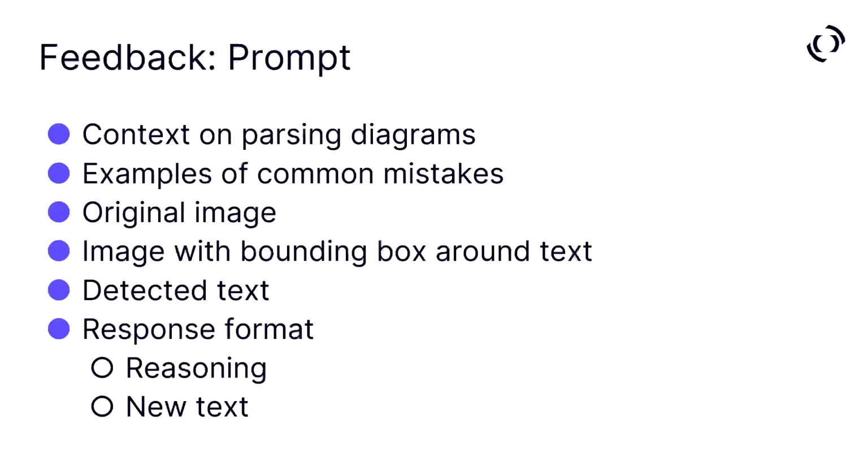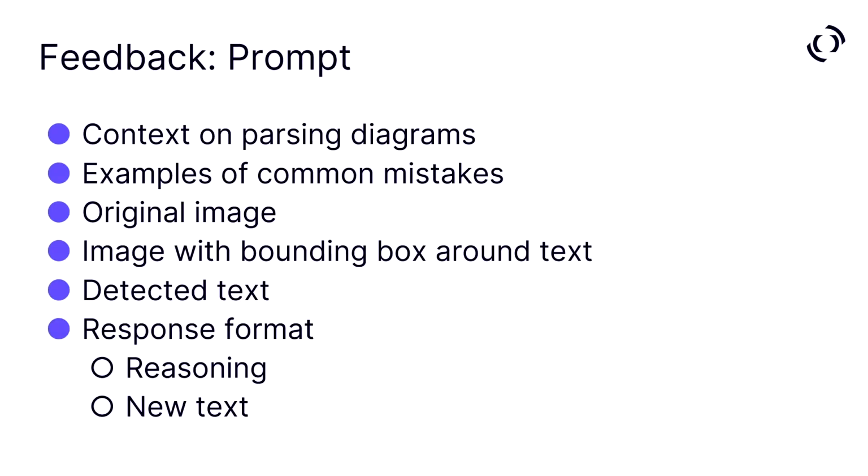I haven't put the whole prompt on screen because you wouldn't be able to read that, but basically what it contained was some context on what we're doing. We're trying to parse some diagrams into a machine-readable format. Some examples of the kind of mistakes that we're looking for, things like missing a character or the things that we just mentioned, a copy of the original image, as well as a copy of the image with a bounding box around the specific piece of text that we're looking for, because these OCR tools, unlike the LLMs, actually are good for giving you a bounding box around what specifically they've seen.